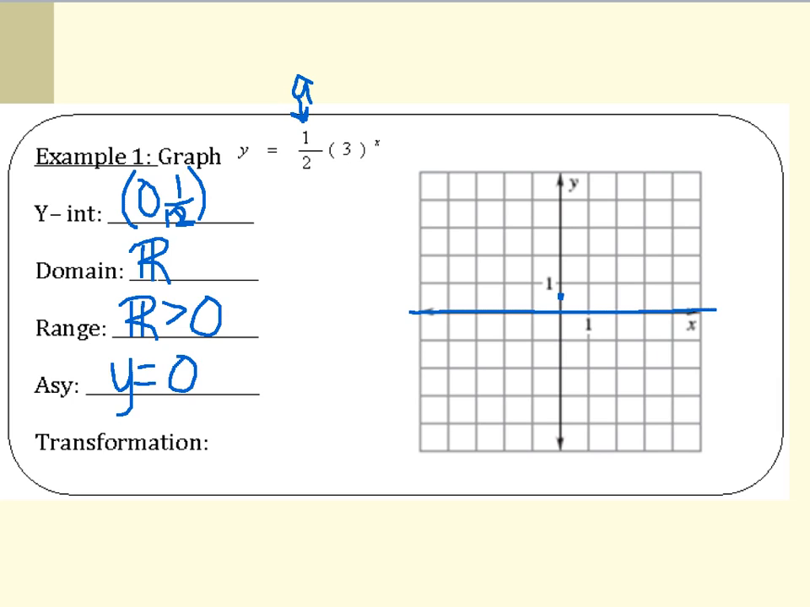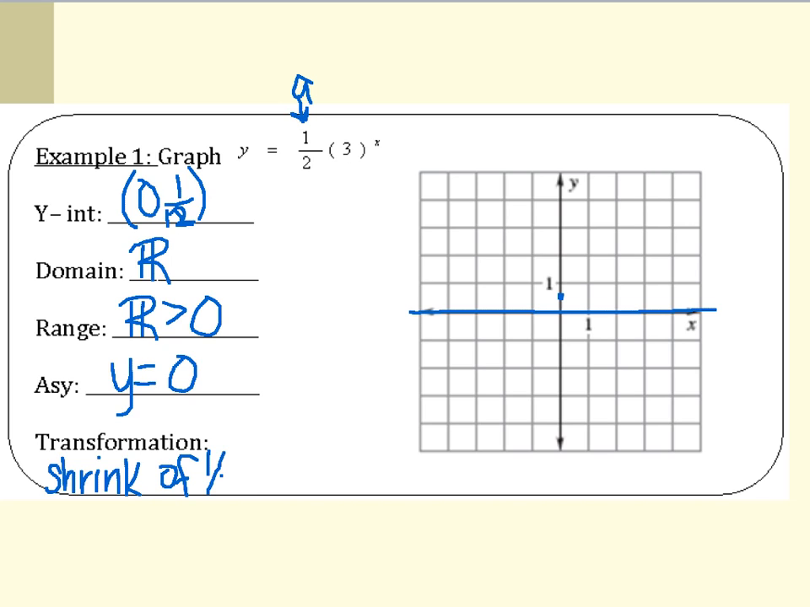There's y equals 0. Let's look at what kind of transformation it is. So my parent function went right here through the point 0, 1. And now my new one got shrunk down here. A shrink of 1/2. So our transformation, we're going to call this a shrink.